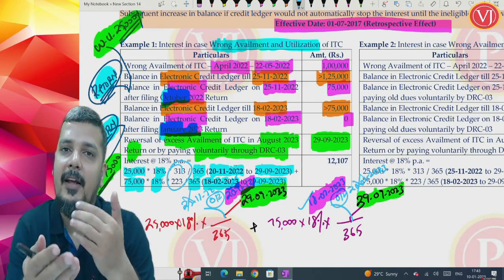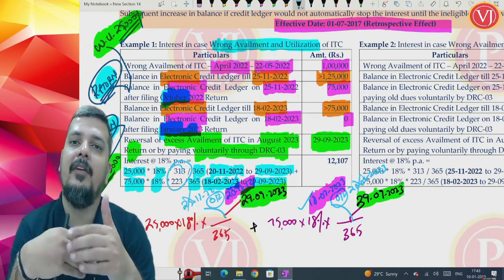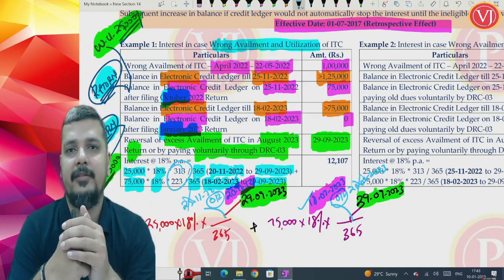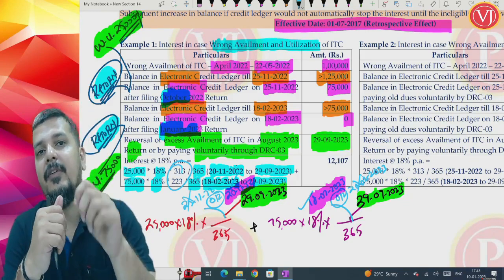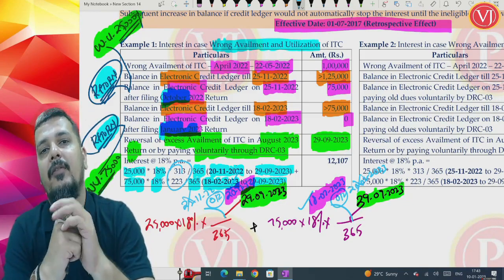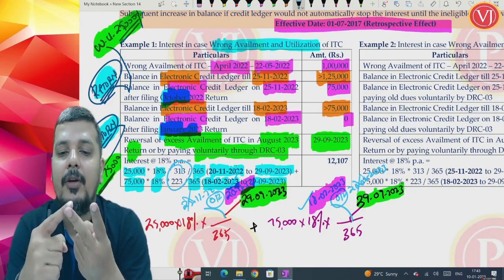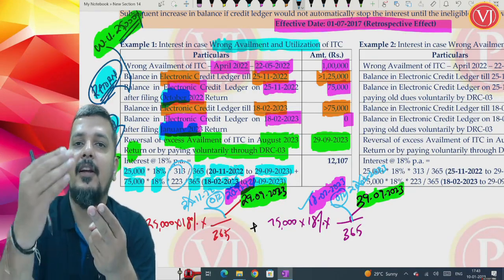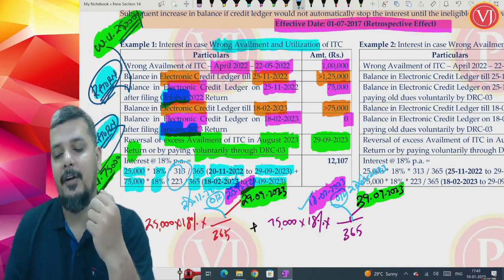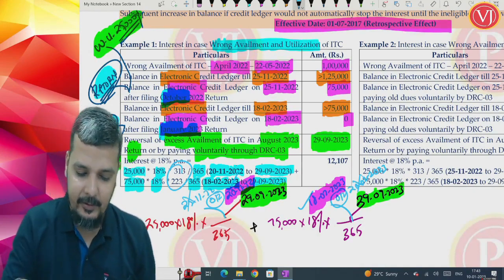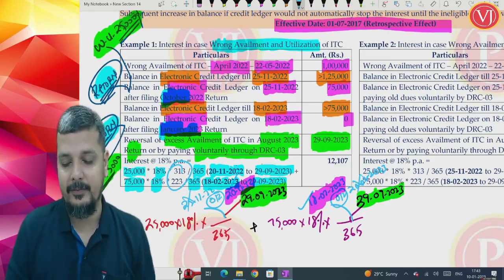And if my credit balance comes below the amount of ITC availed by return, then from which date will it start? The date of wrong utilization is the actual date of filing of that return or the due date of filing of that return in which my credit balance comes below the amount of input tax credit wrongly availed. So this explains example number 1.